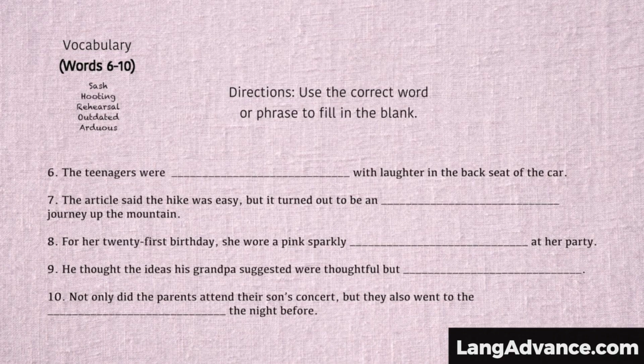Number 6. The teenagers were with laughter in the back seat of the car. Number 7. The article said the hike was easy, but it turned out to be a journey up the mountain. Number 8. For her 21st birthday, she wore a pink sparkly at her party. Number 9. He thought the ideas his grandpa suggested were thoughtful, but... Number 10. Not only did the parents attend their son's concert, but they also went to the night before.